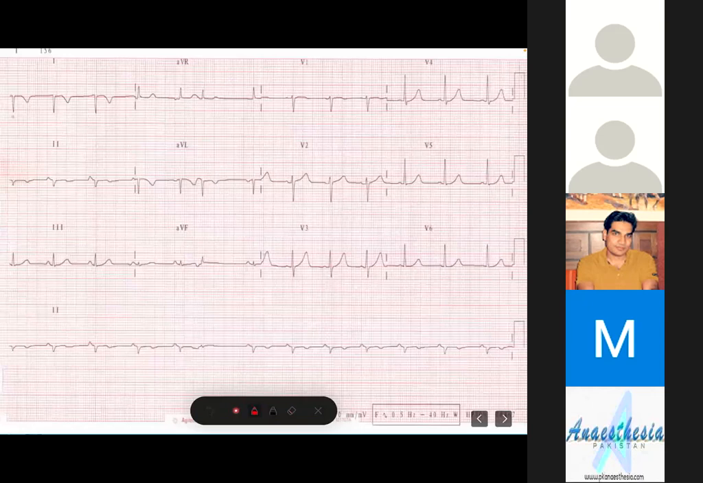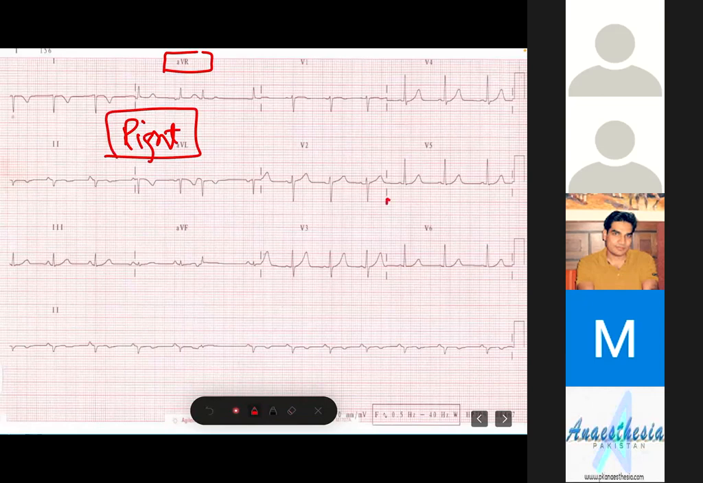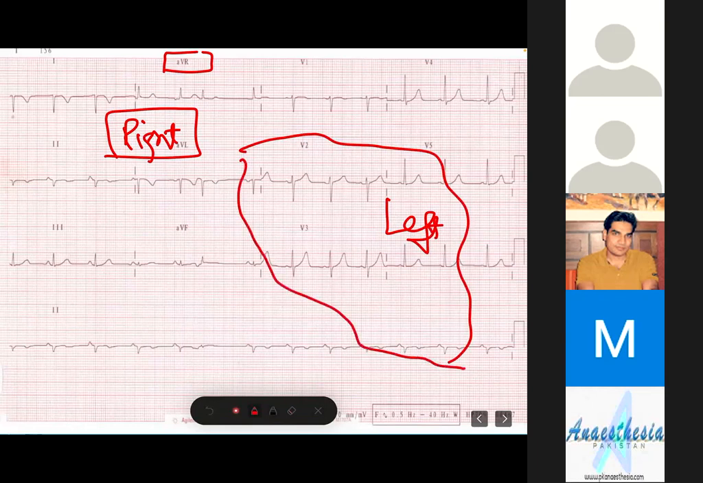Let's discuss this on the ECG. This is AVR. It is interpreting the heart from the right side. As we all know, our heart is on the left side. If I roughly draw a diagram of the heart, this AVR is interpreting from the right side, and the heart is majorly on the left side. So all the ECG tracings should be on the negative side in AVR.